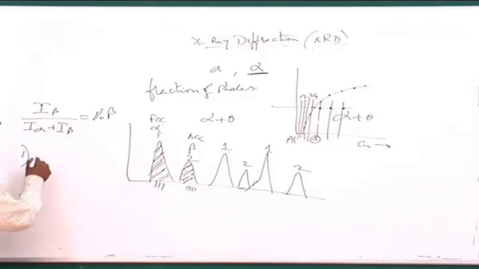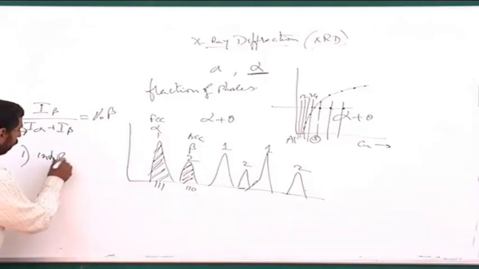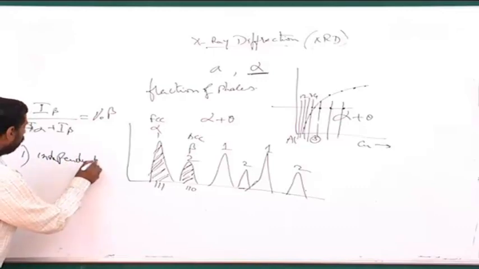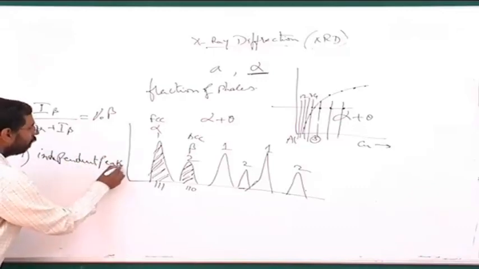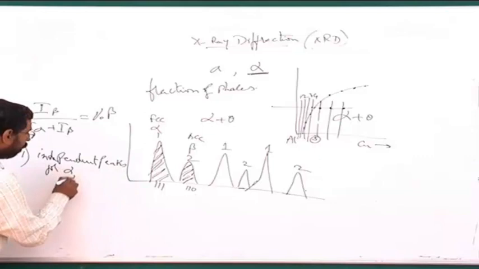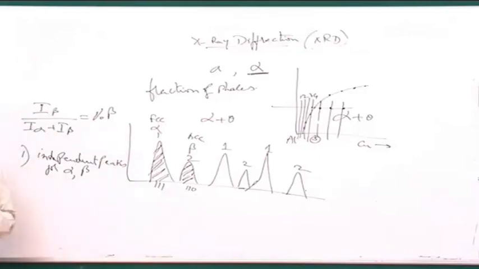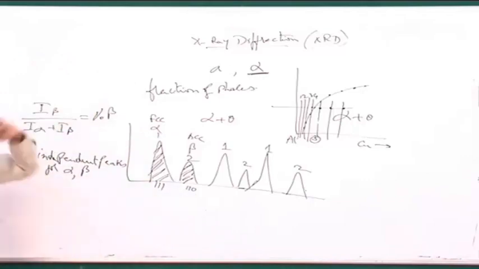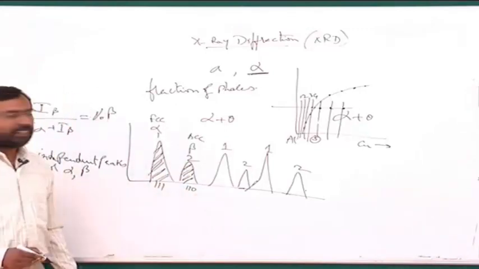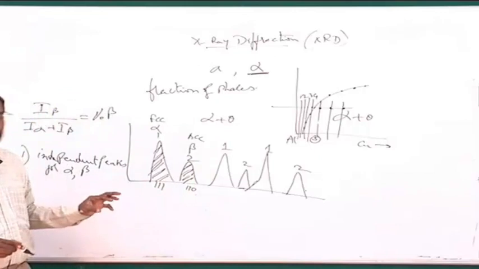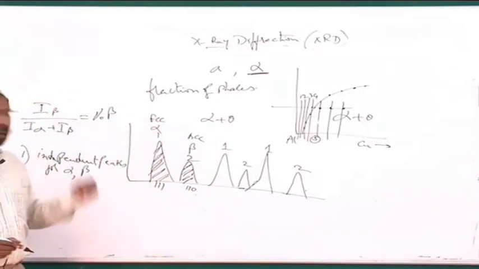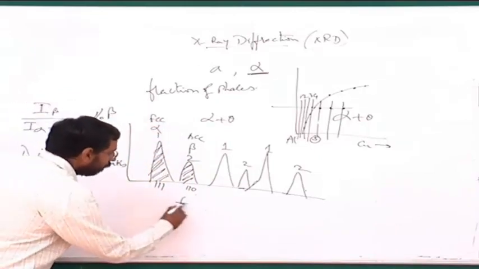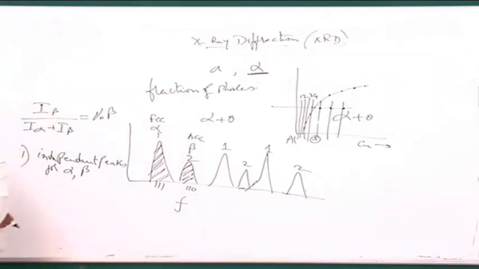So first and foremost, find out independent peaks for alpha and beta where there are no overlaps. This is the first. In spite of doing that, still this is a problem, which we discussed in one of the last classes. We said that this particular intensity is not only a measure of the amount of the phase, but also a measure of what is called the atomic scattering factor.